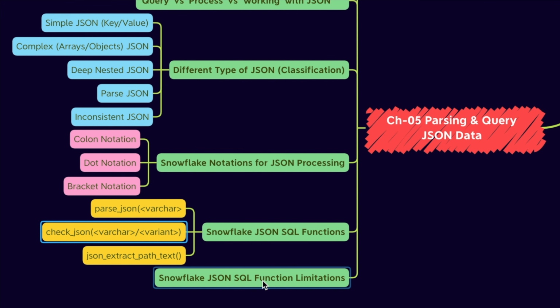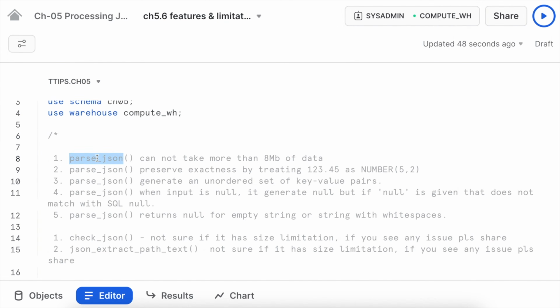Now we'll quickly talk about some of the limitations and features of these three JSON functions. When we talk about the parse JSON function, it cannot take more than 8 MB of data. So if you have a 10 MB string, or a larger data set in a JSON format file, then parse JSON may not be the right function to use to validate whether it is JSON data or not. Parse JSON preserves exactness by treating your decimal in the appropriate data type, and we have also seen that it generates an unordered set of key value pairs. So do not assume the result of parse JSON will appear the way your JSON text appears.